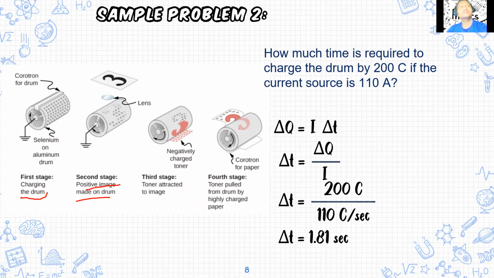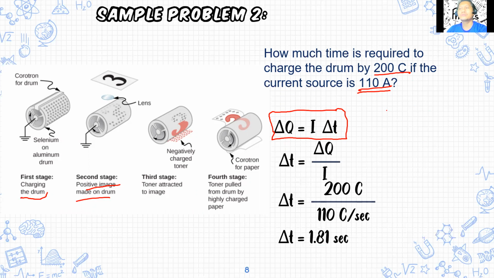So in this problem number 2, it's simply like this. The drum is charged by 200 coulombs. So how much time is needed to charge it given that the source is 110 amperes? So it goes like this. From the main equation, delta Q equals I times delta T. Notice the coulomb, so this is the charge. Given the charge and the current, what we are looking for is delta T.